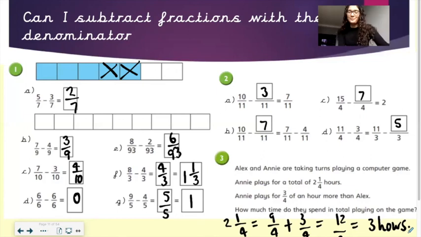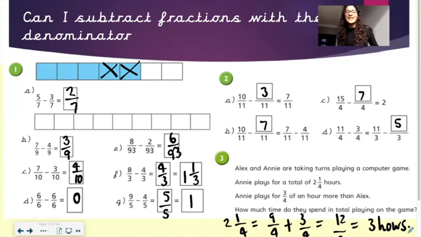Question number 2. Part A. 10/11 take away 3/11 equals 7/11. B. 10/11 take away 7/11 equals 7/11 take away 4/11. C. 15 out of 4 take away 7 out of 4 equals 2. And D. 11 out of 4 take away 3 out of 4 equals 11 out of 3, otherwise known as 5 out of 3.